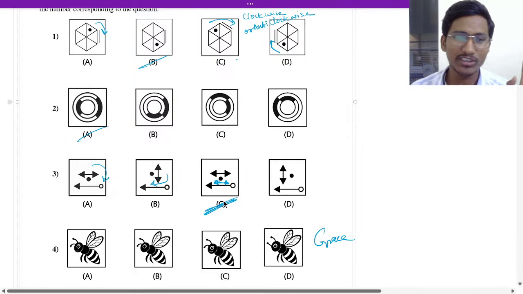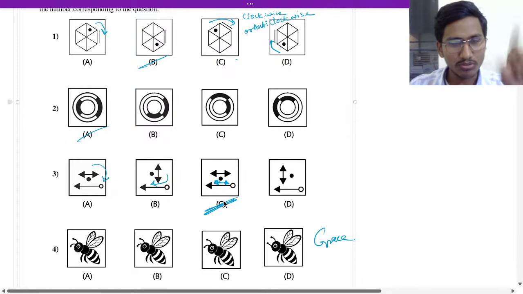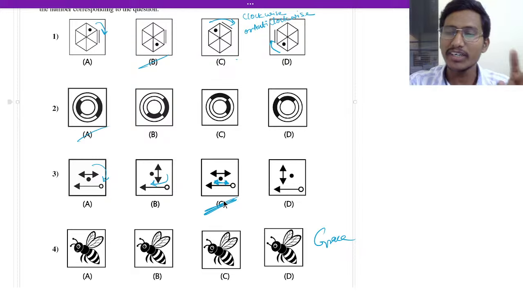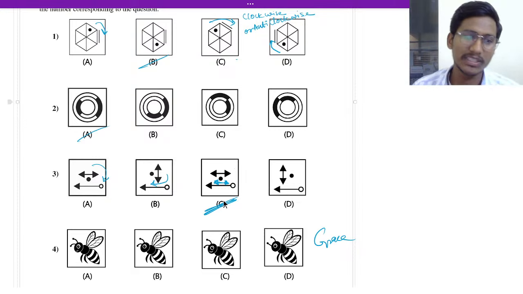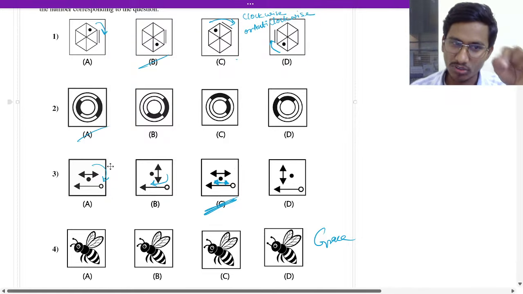If you are not able to understand, go backward, play at 2x speed, and then come forward. This is rotating clockwise, so the position should be below the dot, but it is not. So that is why C is the answer.